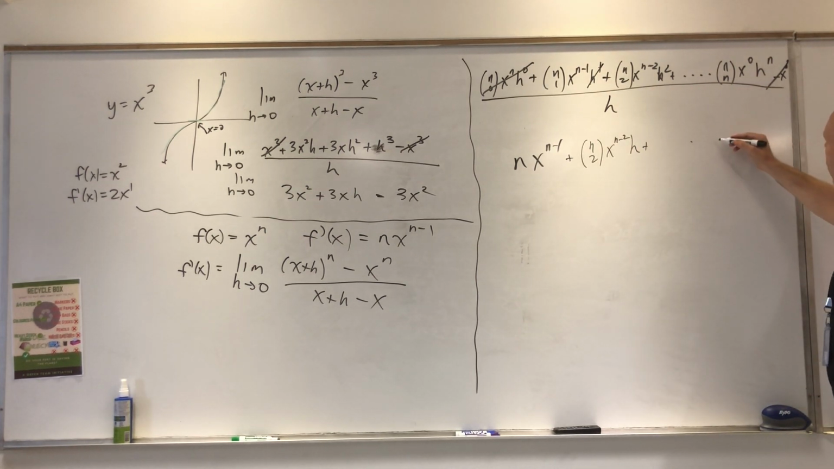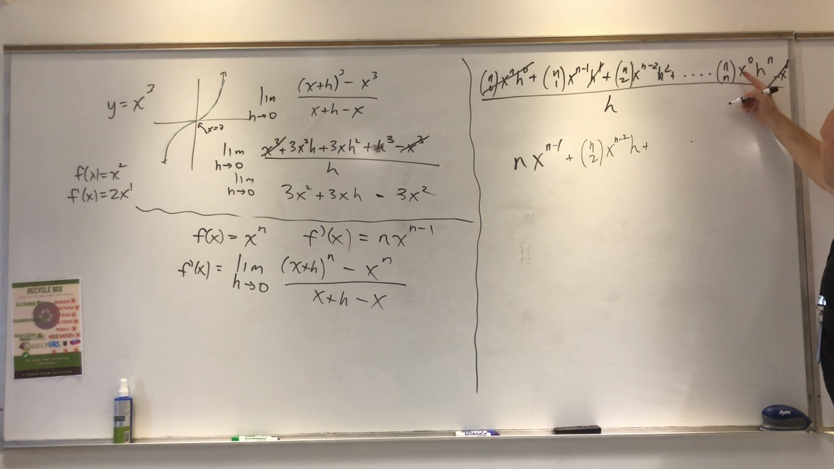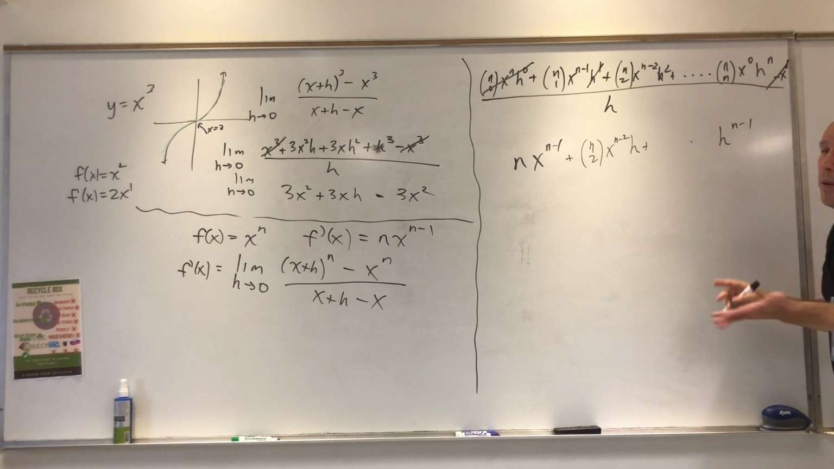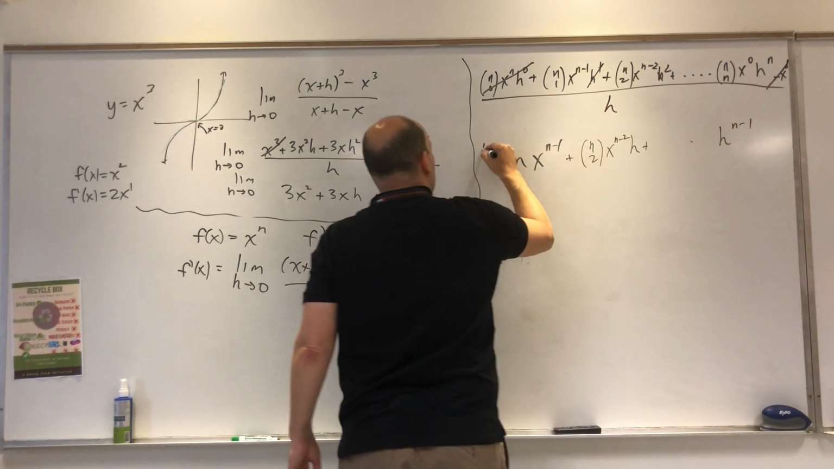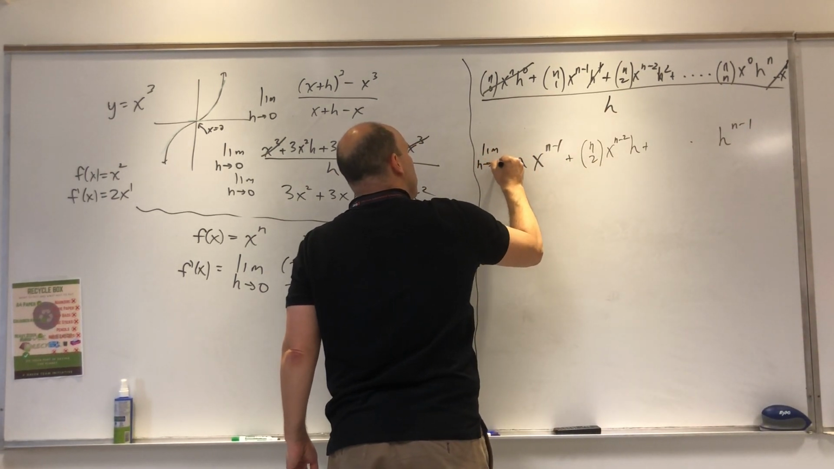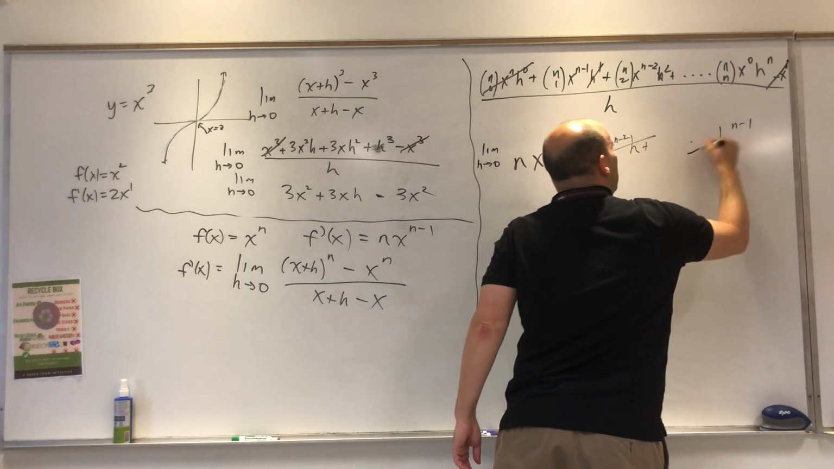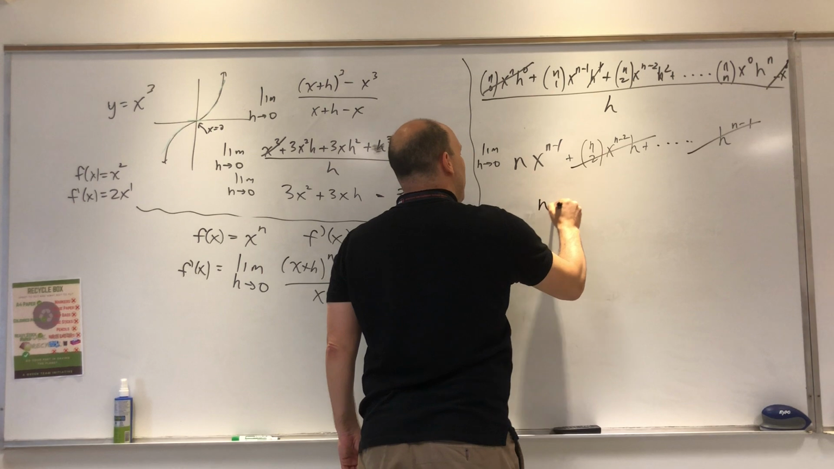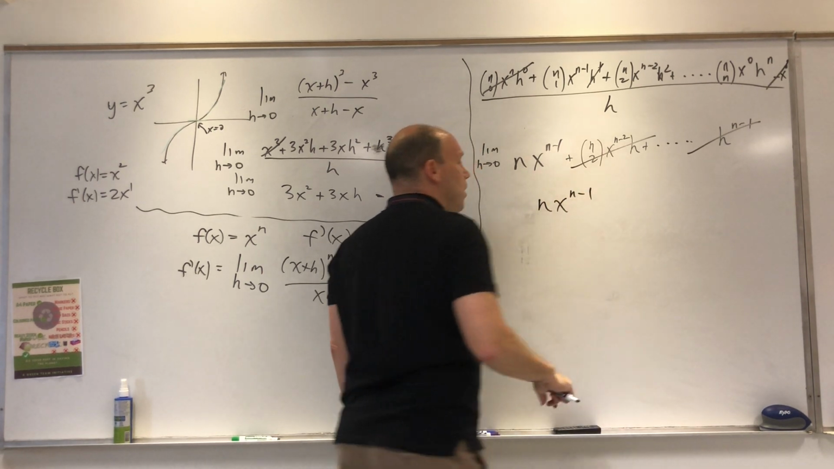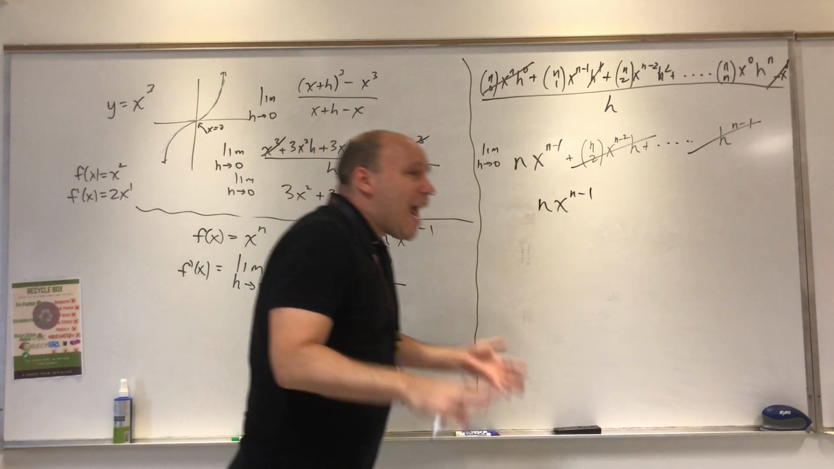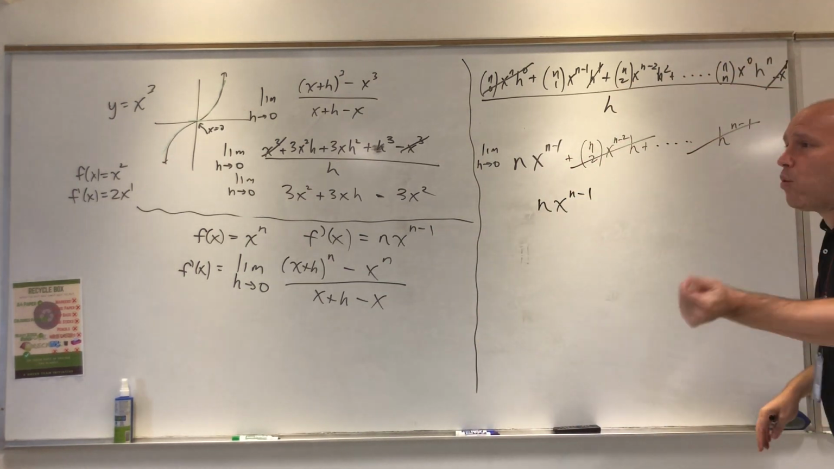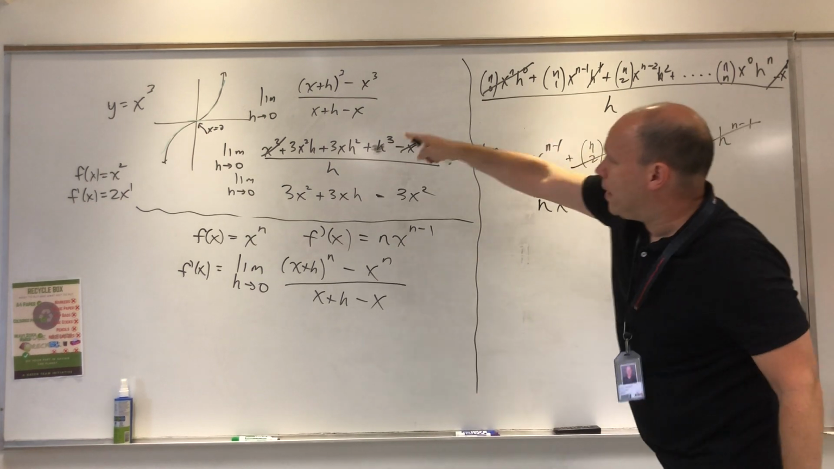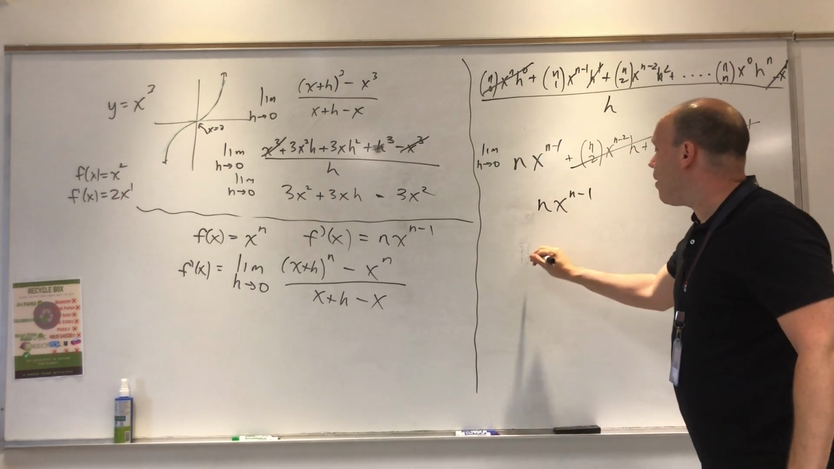This last one is what? Well, n choose n is 1, x to the 0 is 1, and we have h to the n minus 1. Well, what was my intention? To take the limit as h goes to 0. These go out. What does that leave me with? n x to the n minus 1. So, in the next class, we're going to go over this, and these are just going to be quick, but today, if you don't know this, you're doing these exercises. 16B. Have fun.